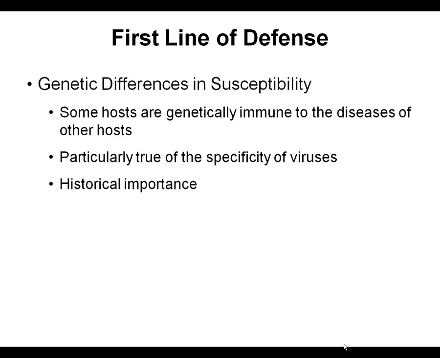We do have some genetic differences. You have hosts that are genetically immune to specific diseases of other hosts. Some people have a predisposition to immunity to specific diseases. There are populations of people that have a genetic predisposition for immunity to HIV. They've been exposed a number of times and have yet to produce the symptoms of HIV. So they have some sort of genetic immunity.